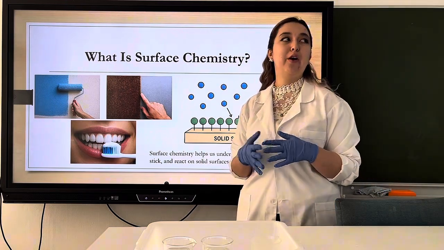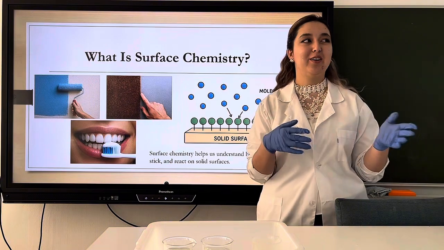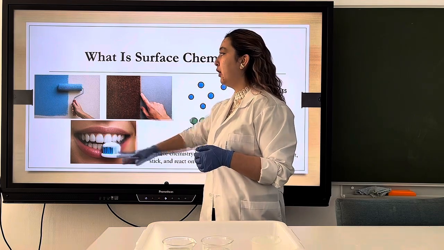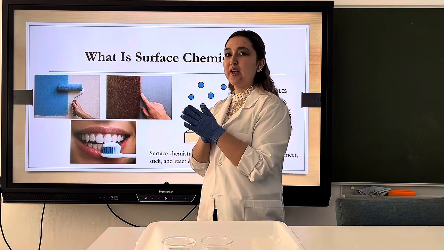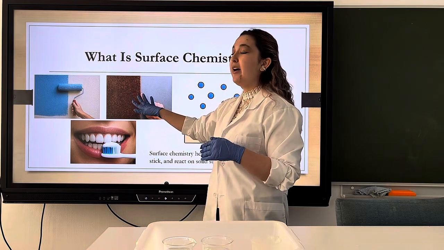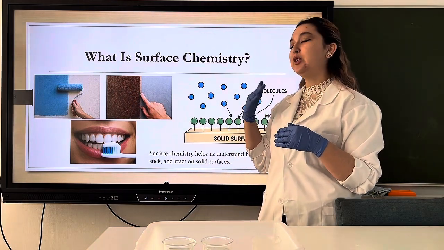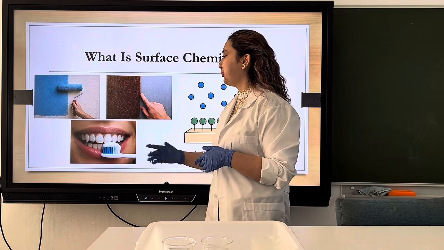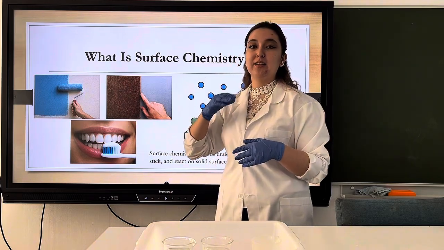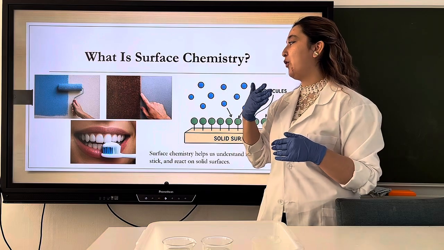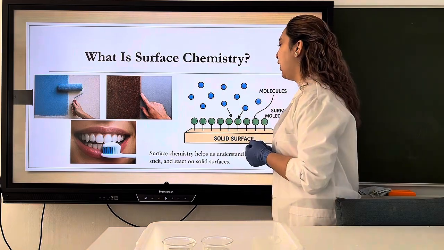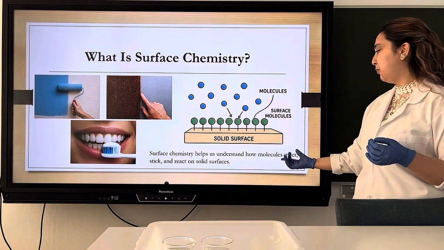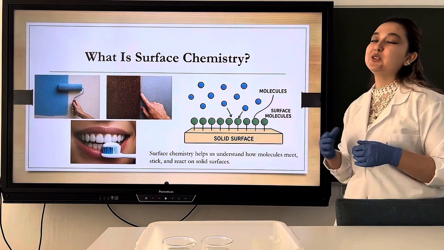In real life we have more examples of surface chemistry. For example, when we paint a wall, the paint covers only the surface of the wall. When iron rusts, it happens only on the surface of the metal. When we use toothpaste, it cleans only the surface of the teeth. Surface chemistry helps us understand how molecules meet, stick and react on solid surfaces.